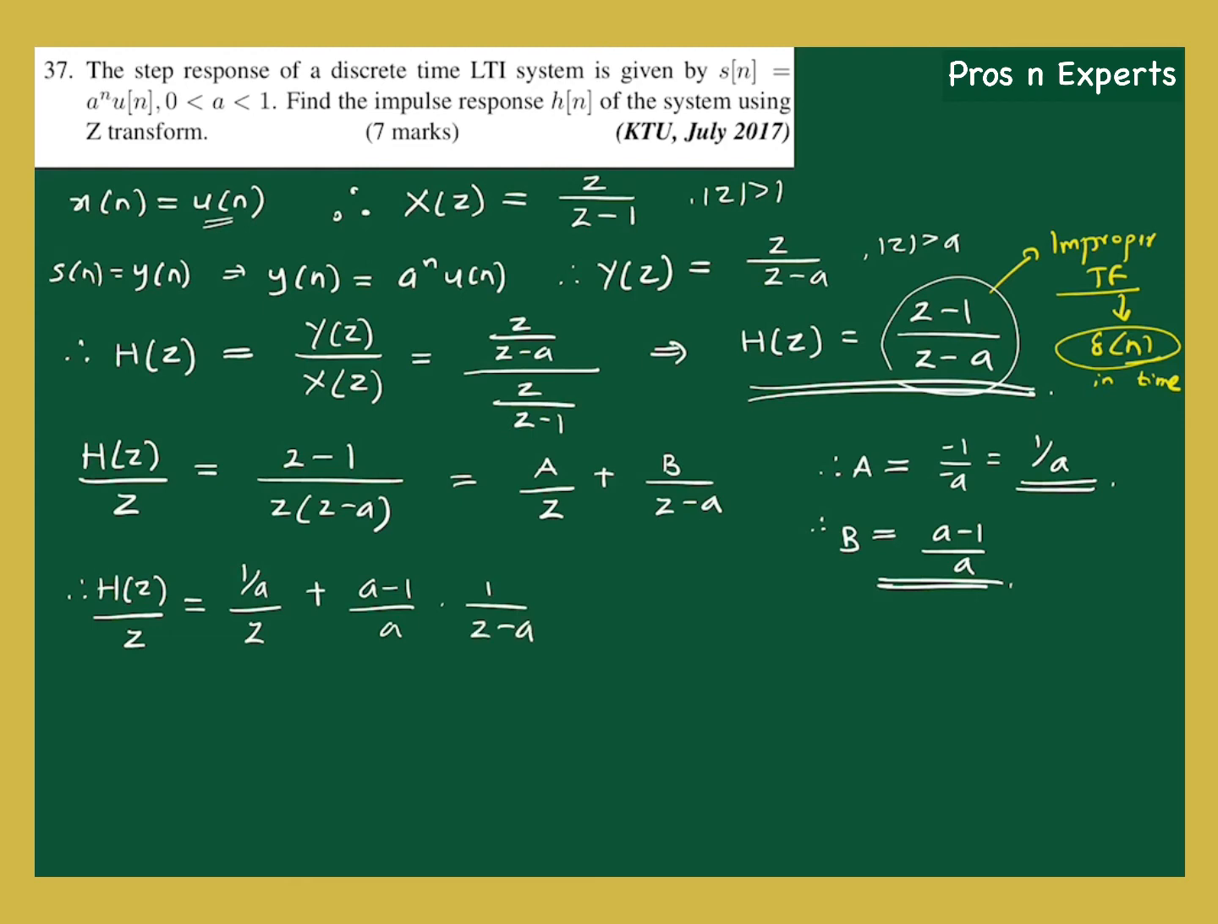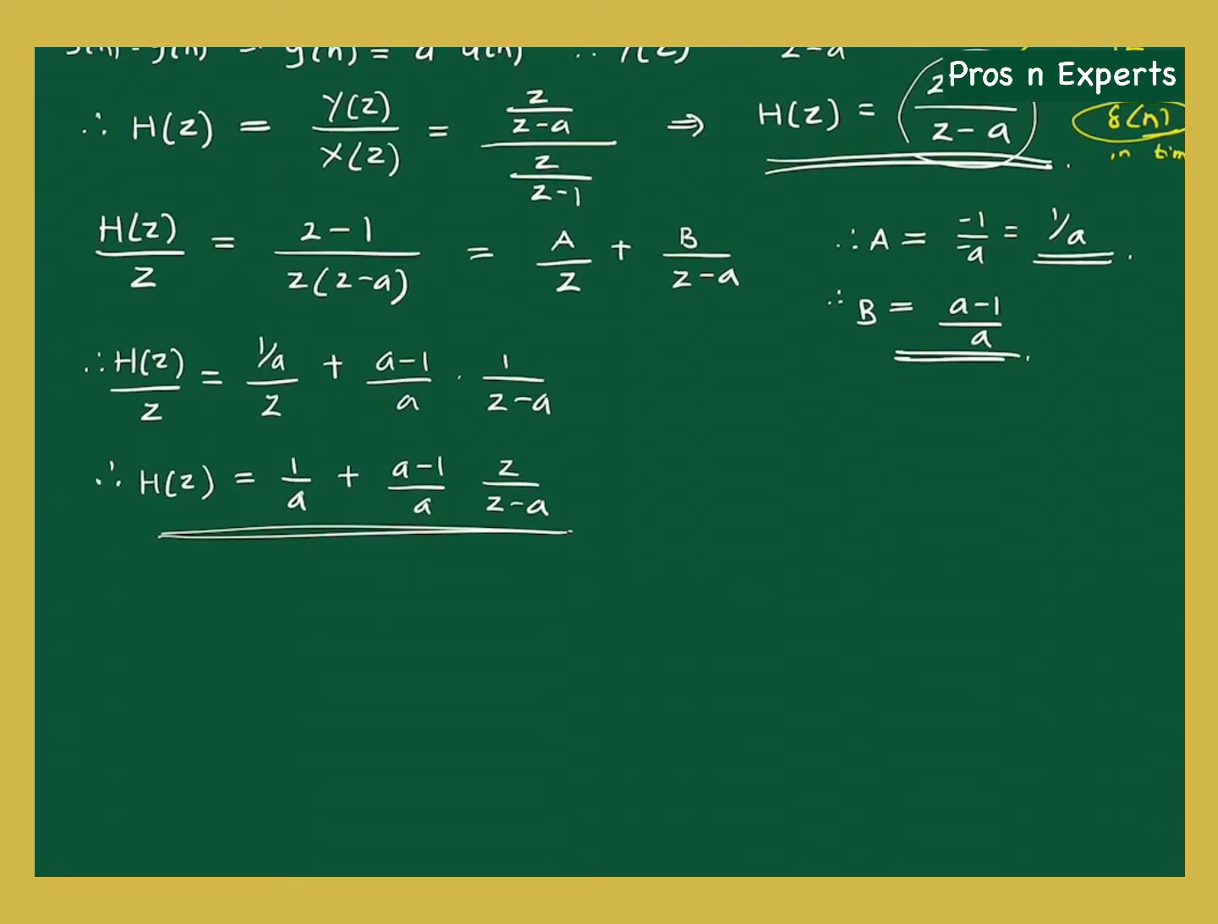Now what is h of z? H of z equals, I can cross multiply this z to both the terms, so 1 by a into z by z cancel out, so (a minus 1) by a into z by (z minus a). So this is the transfer function h of z, which is in a proper form to evaluate the impulse response.